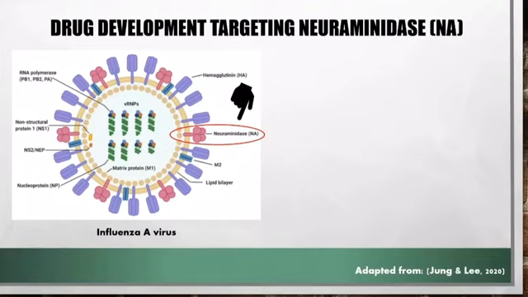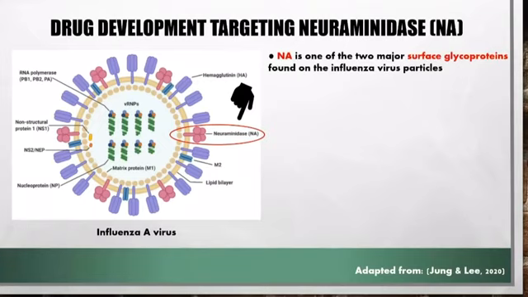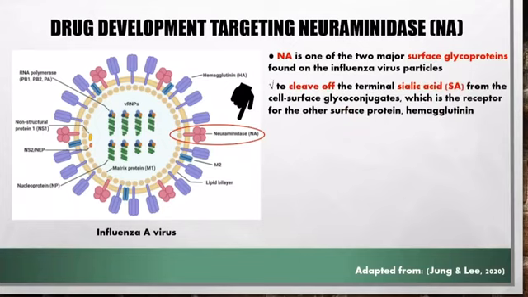My part of the presentation will be focusing on neuraminidase. For your information, neuraminidase is one of the two major surface glycoproteins found on the influenza virus particles. Its function is to cleave off the terminal sialic acid from the cell surface glycoconjugates, which is the receptor for the other surface protein, hemagglutinin.